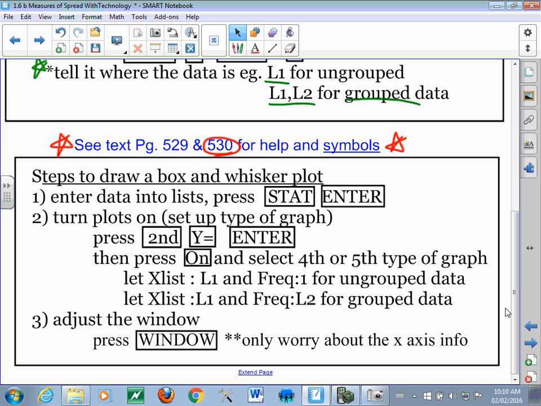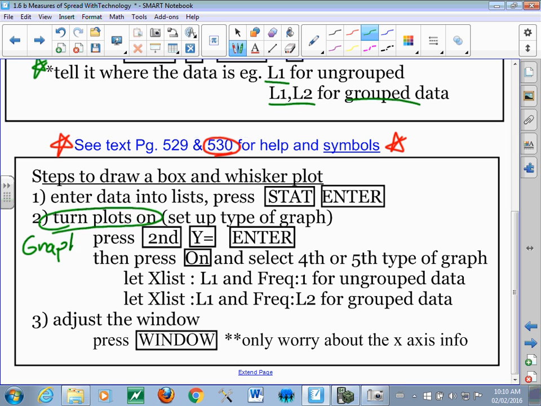So you enter the data into lists like we've already done. You press stat, enter, and then you have to turn the plots on. Whenever you want to get any type of graph, you need to turn your plots on. So you need to tell the computer, which is your calculator, that you want to select this type. You're going to select the fourth or fifth type on the graph. You need to make sure, again, if you have grouped data or ungrouped data, what the frequencies are.